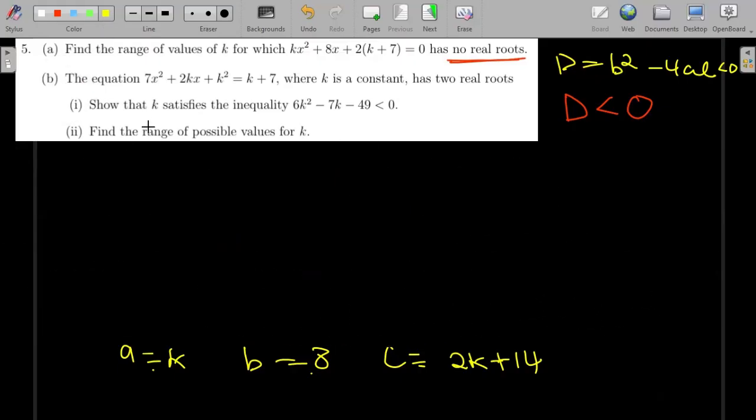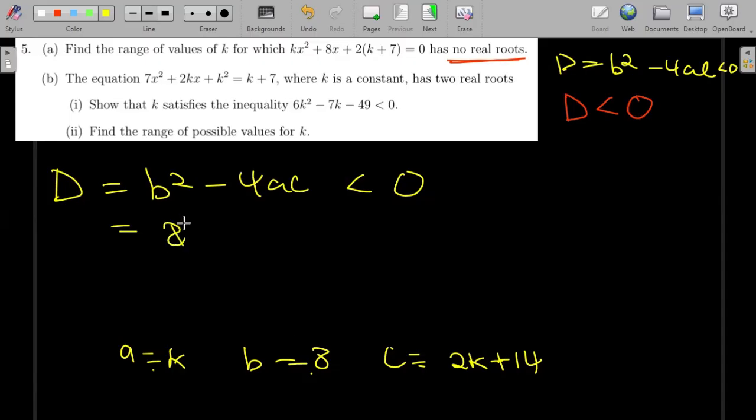Okay, so we're going to say since it has no roots, then the discriminant b squared minus 4ac should be less than 0. And then let's replace now. Where there's b, I put 8 squared minus 4, a is k, c is 2k plus 14. This thing here should be less than 0. Okay, so you can see my inequalities even coming out.